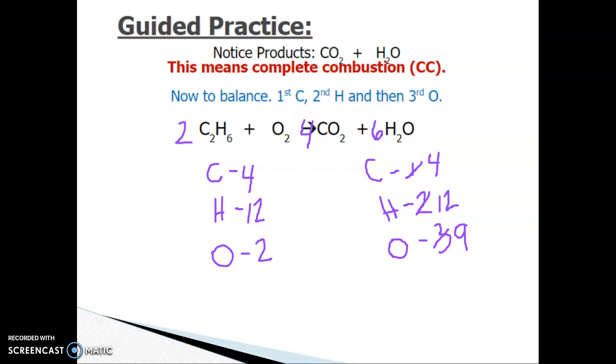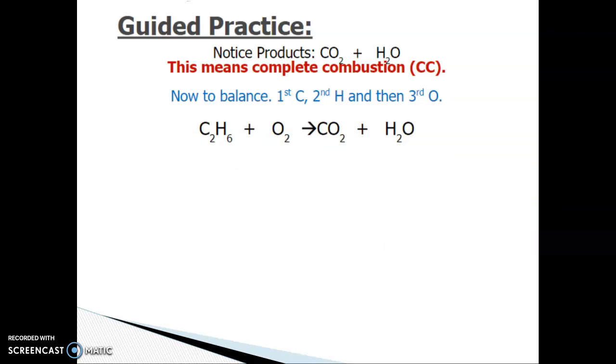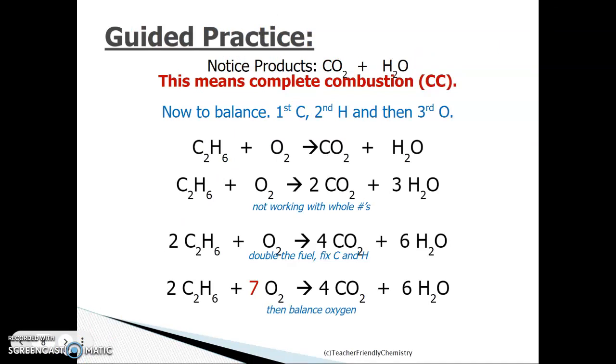So 6 oxygen plus 4 oxygen is now going to give us, or so 8 oxygen, sorry, 4 times 2 is 8, plus 6 is going to give us 14 oxygen now. And we can balance this because we can use a 7 here as a coefficient to give us 14. Okay, so if you balance your carbon and hydrogen and you notice the oxygens can't balance, you just double your fuel and start again. So 2, 7, 4, and 6. And that is what this is. I just did it for you guys as an example.